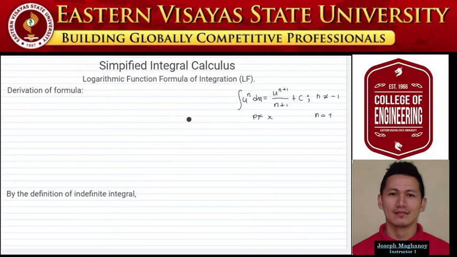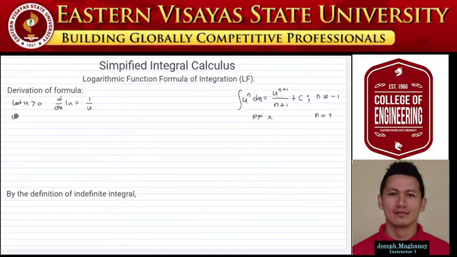So let's derive our formula of logarithmic function of integration. Let's start with differentiating the function y equal to ln u. So we'll let u be greater than 0. If we recall, if we are going to differentiate ln of u, your answer is 1 over u.